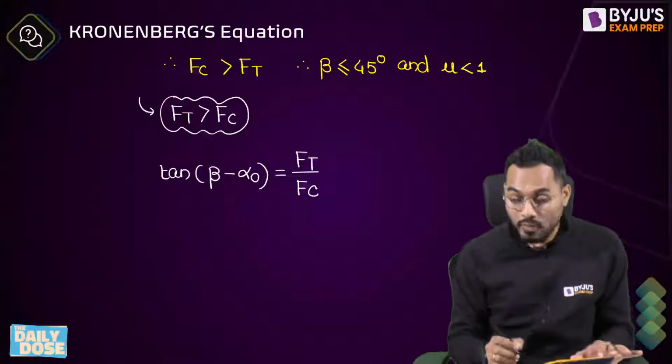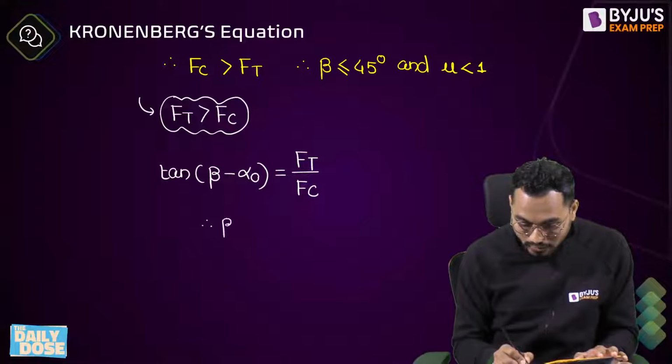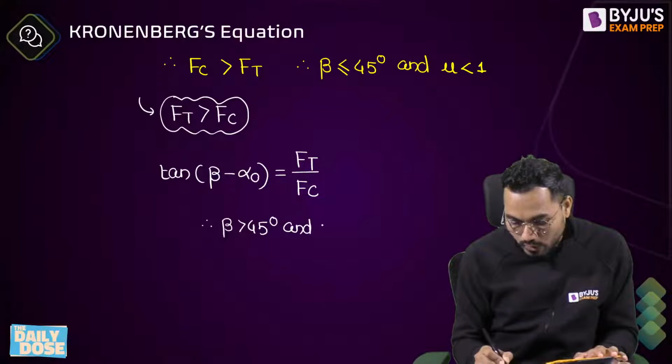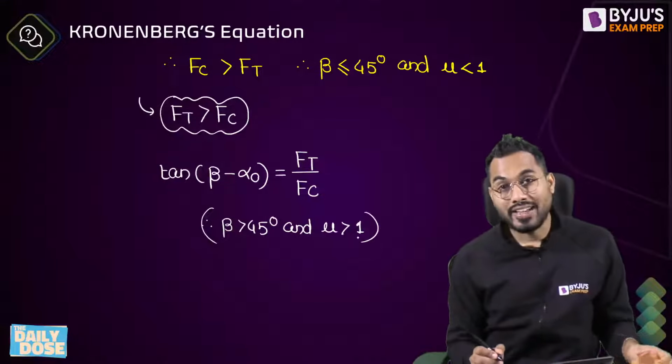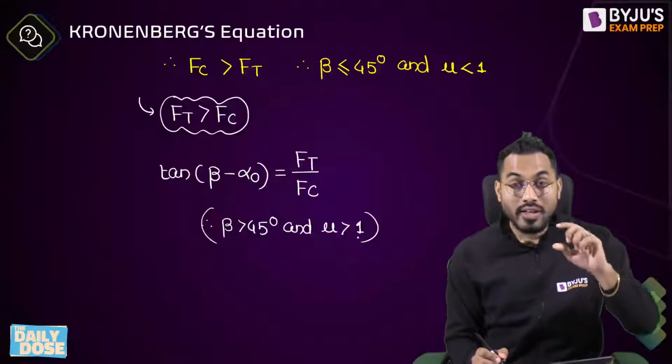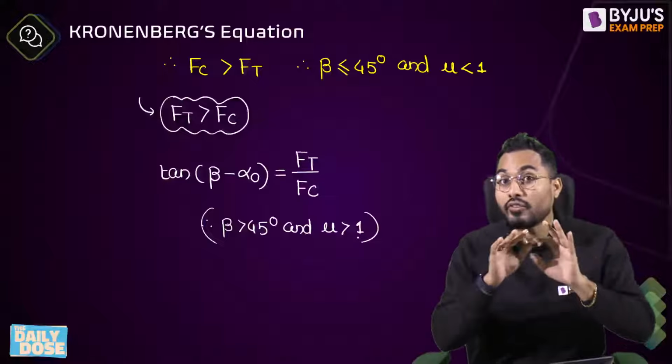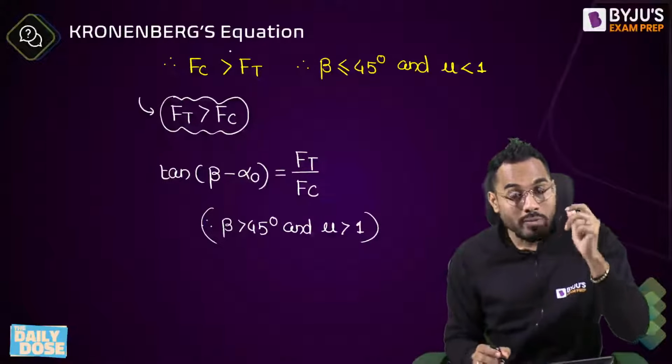So if I use this formula, you will observe that the friction angle beta value will come greater than 45 degree, and simultaneously the coefficient of friction mu will exceed value of 1, which is not generally accepted. And therefore in this case, this particular equation tan of beta minus alpha 0 is equal to Ft by Fc fails, and therefore at that point Cronenberg's equation has to be used.